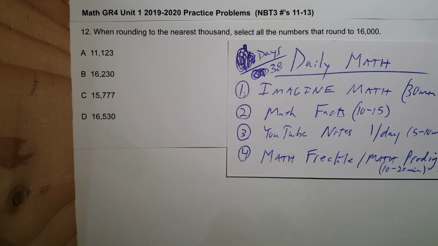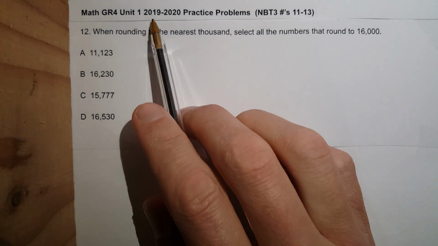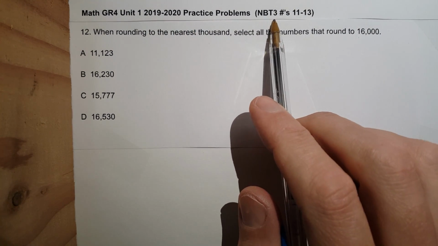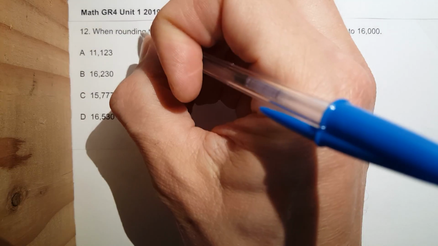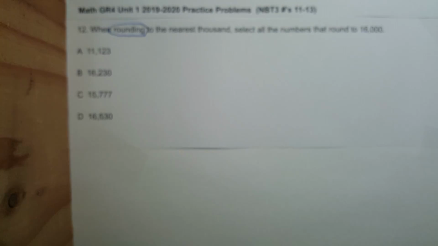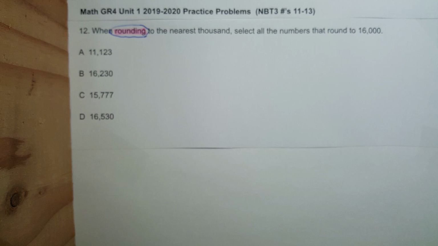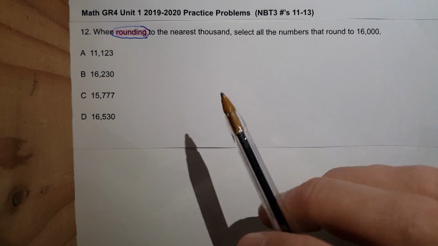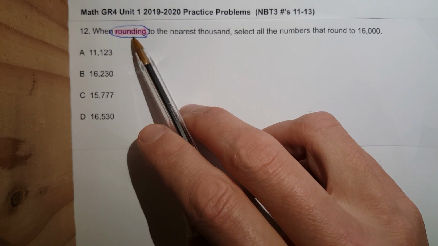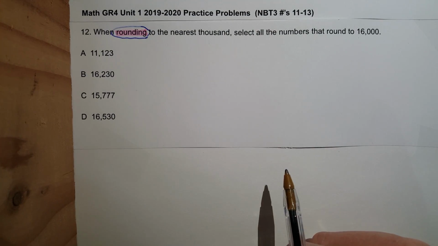All right, here we go. Math, grade 4, Unit 1, 2019-2020, practice problems, MBT3, numbers 11 through 13. This is number 12. When rounding. Keyword rounding. So the standard is focused on rounding. Remember, you can go back to video number 11, watch the steps. I posted a quiz that a lot of students took already and did very well on, but that was on the previous standard. You will have a quiz on rounding this Friday as well. It'll be very similar to these practice problems.